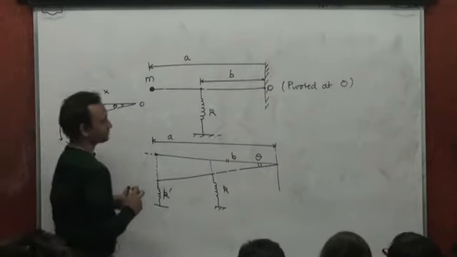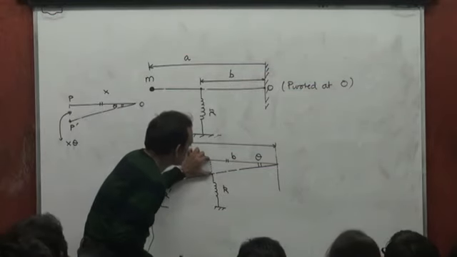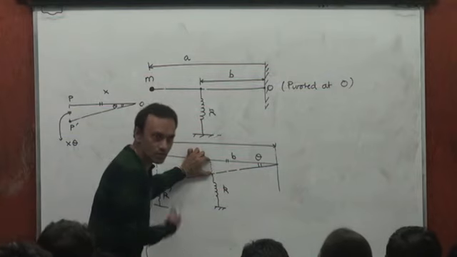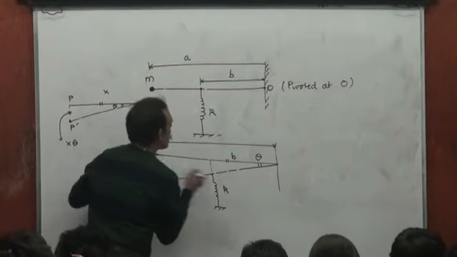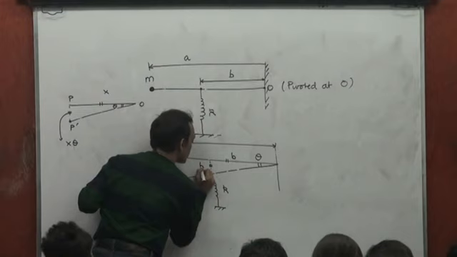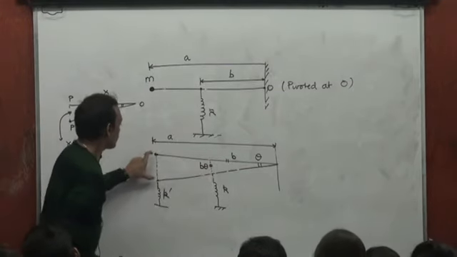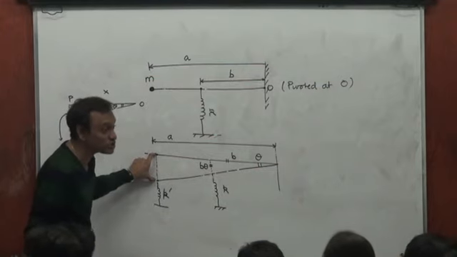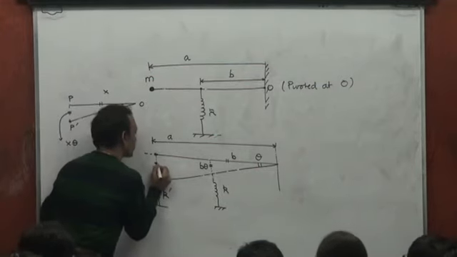So then this length would be b theta. The compression in the spring here would be b theta. X is b here, so b theta. This would be a theta, the compression in the spring here. All of it when theta is very small.